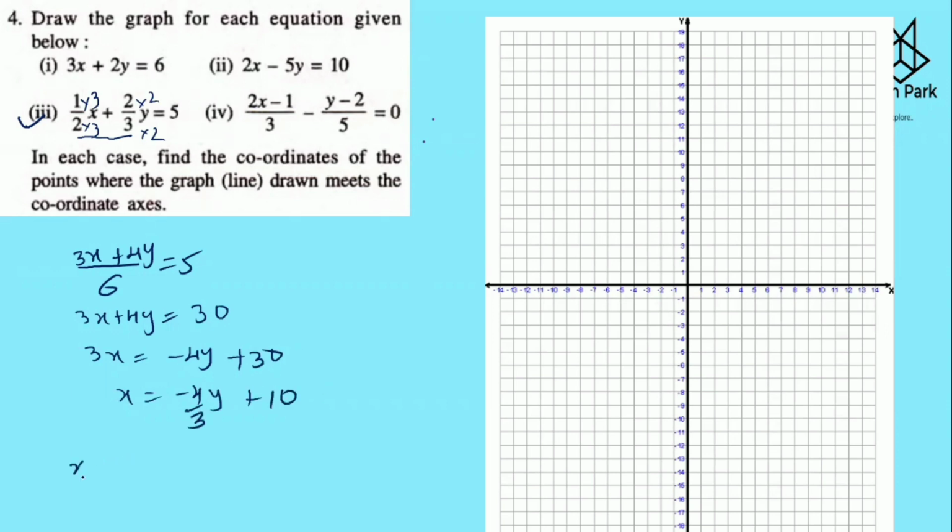Now let us create a table of x and y. Let us put x is equal to 0. If you put x is equal to 0, this 10 goes here. So you get minus 4 by 3y is equal to minus 10.